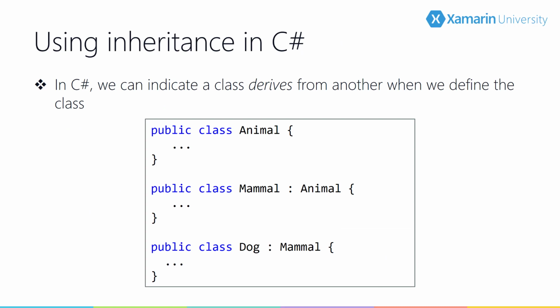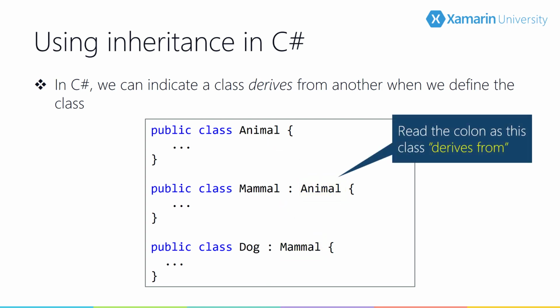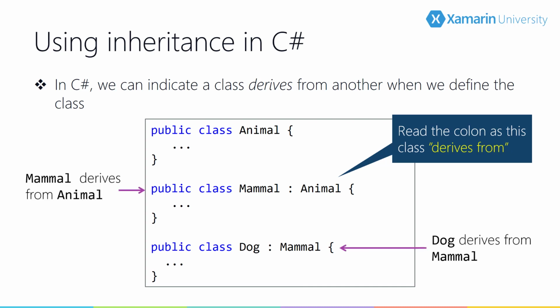So in C#, we define these relationships with a colon when we define the class. Here we say mammal derives from, or extends from, animal, and dog derives from mammal. Like I said, you would read the colon as "derives from." So mammal derives from animal, and dog derives from mammal.